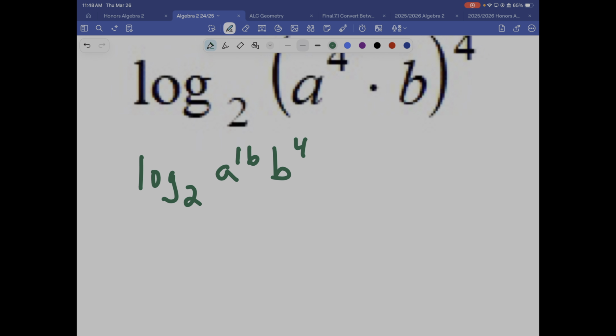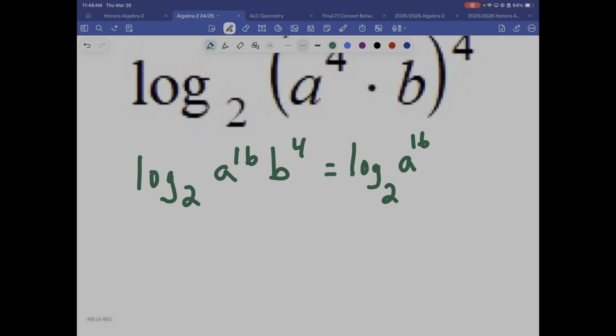We're not done. Now I've got this 16 and 4, and they've got these being multiplied together. So when they're multiplied together, this becomes log base 2 of a to the 16th. Do I add them together or subtract them? Add. Because the a to the 16th and b to the 4th are being multiplied together, I'm going to put plus log base 2 of b to the 4th.